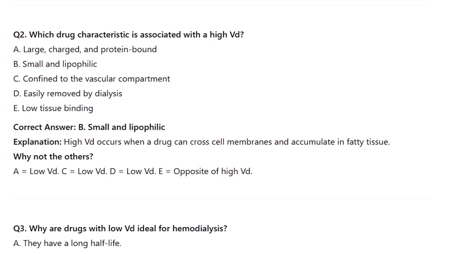Explanation: high VD occurs when a drug can cross cell membranes and accumulate in fatty tissue. Why not the others? A equals low VD. C equals low VD. D equals the opposite of high VD.